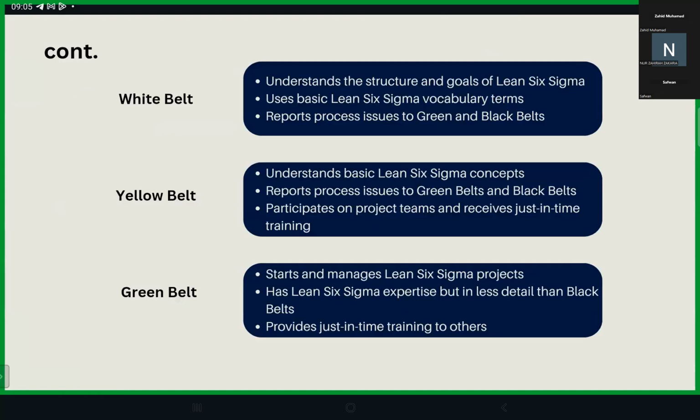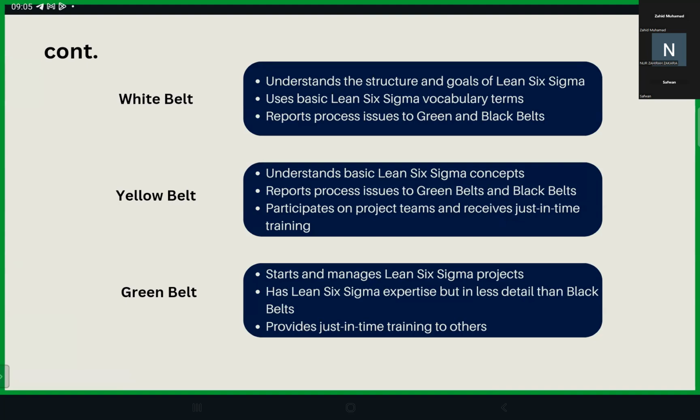White belt level is to understand the structure and goals of Lean Six Sigma, use basic Lean Six Sigma vocabulary terms, and report process issues to green and black belts. And then yellow belt: understand basic Lean Six Sigma concepts, report process issues to green belt and black belt, participate on project teams and receive just-in-time training.